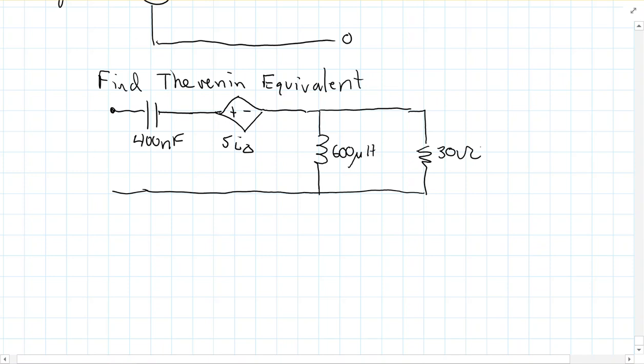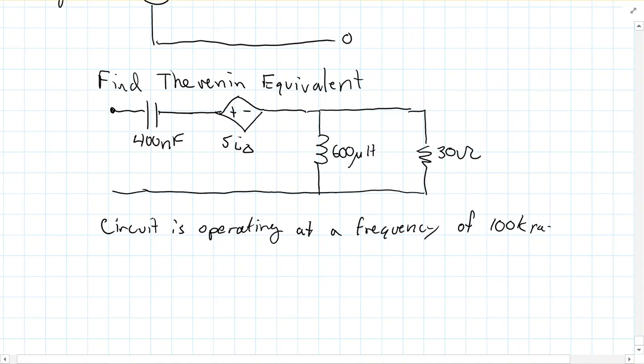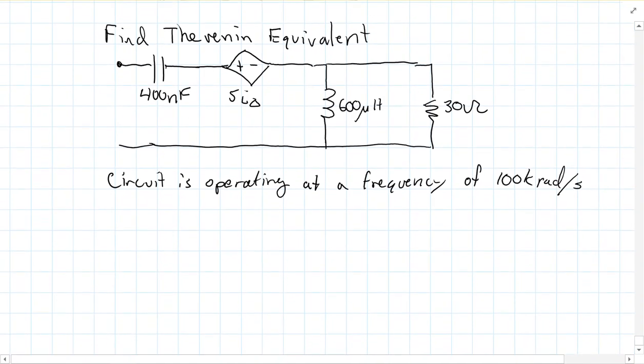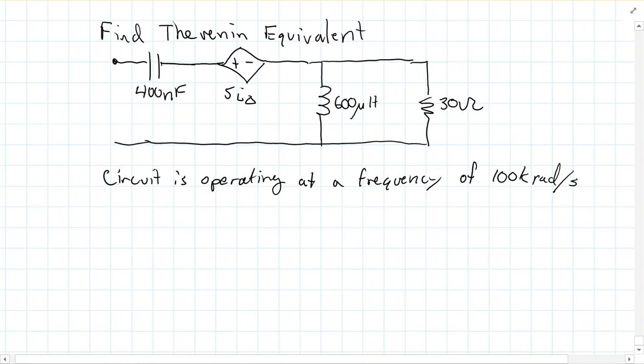And then the problem also says that the circuit is operating at a frequency of 100 kilorads per second. So the first thing we should do, of course, is change everything to impedances.